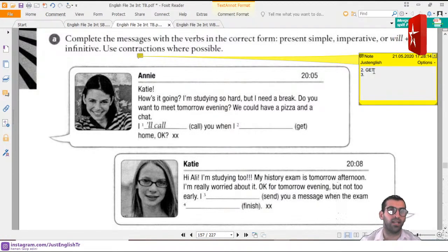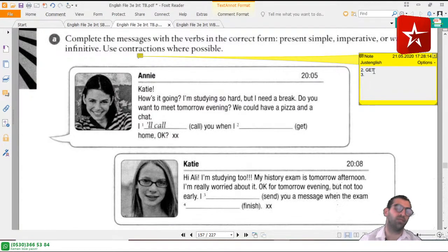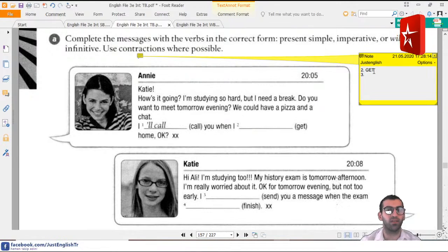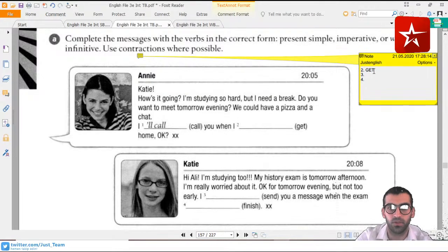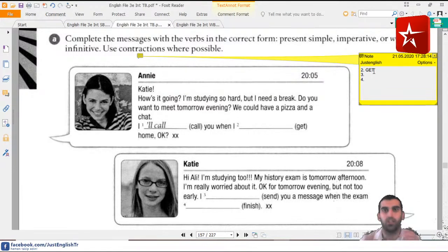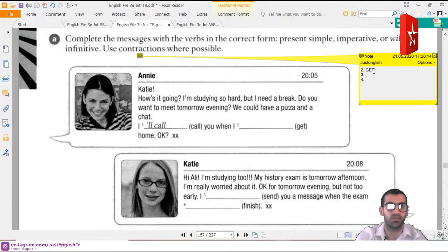And Katie replies. She says, hi Ali, I'm studying too. My history exam is tomorrow afternoon. I'm really worried about it. Okay, for tomorrow evening, but not too early. I will send you a message when the exam finishes. For number 3 and number 4, which answer is correct? Can you tell me which answer is correct?